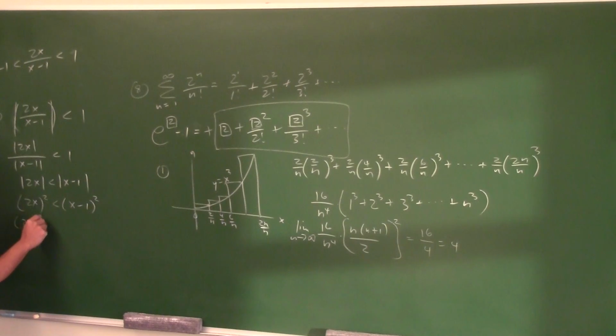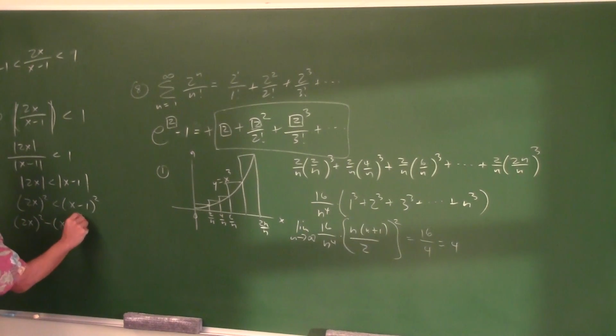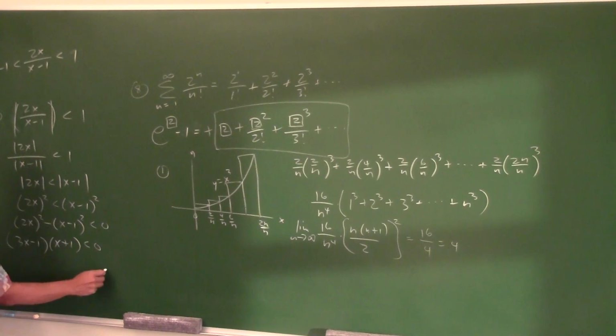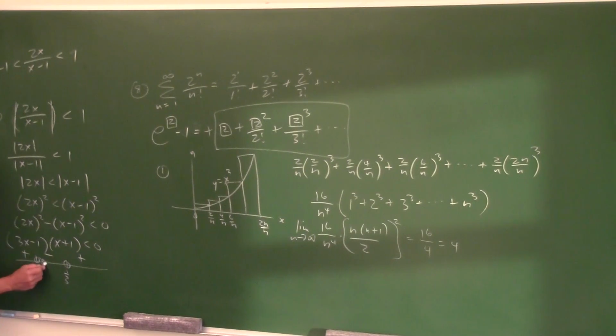And then now we have a difference of squares. And that's easily factorable. See, a squared minus b squared can factor as a plus b, which is 3x plus 1, times a minus b, and that would be x plus 1. And then you make a number line, and what do we have? Negative 1 and negative 1/3. Plus, minus, plus, and we're looking for less than 0. There's your interval of convergence, between negative 1 and negative 1/3.